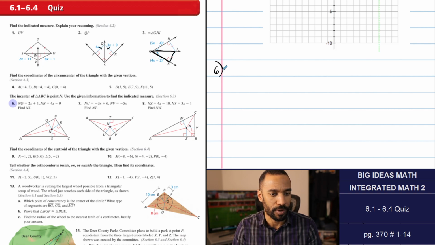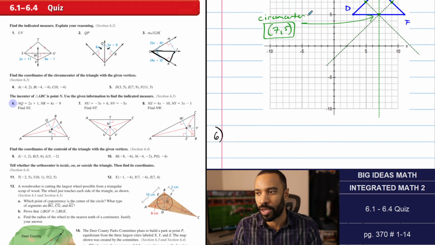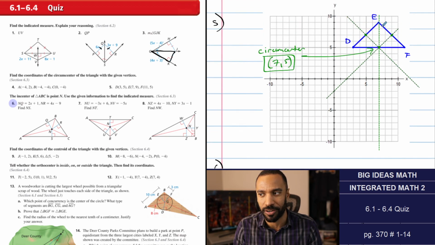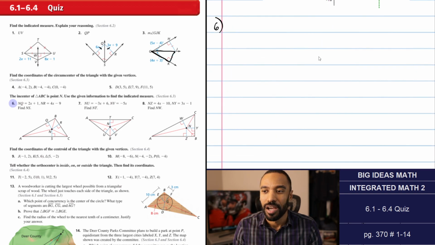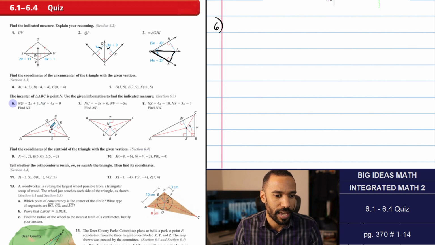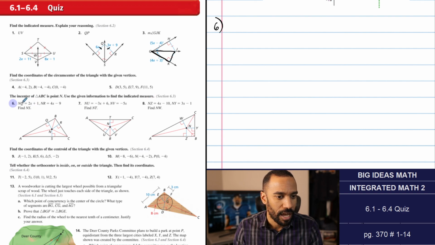Also from 6.3, but looks like they're going to talk about incenters. The incenter of triangle ABC is point N. Use the given information to find the indicated measure. By the way, I'm probably going to speak more about what a circumcenter is after this because it's unlikely we're going to get to talk about them again. Okay, incenter is point N for all three of these. NQ is 2x plus 1, NR is 4x minus 9, find the length of NS.